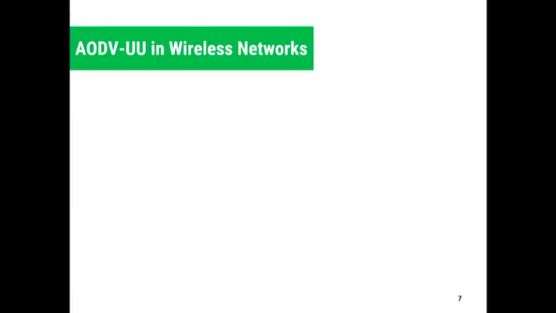AODV is a routing protocol that was designed for wireless ad hoc networks. In ad hoc networks, the nodes, for their routing purpose, don't rely on any dedicated routers. Instead, they act as routers to route their own packets. So AODV UU is a specific implementation of that routing protocol.